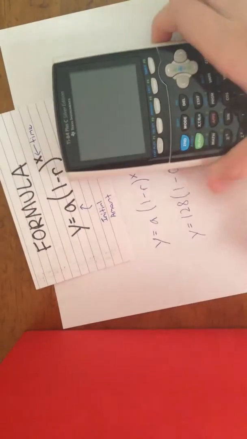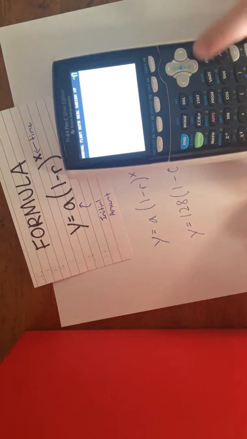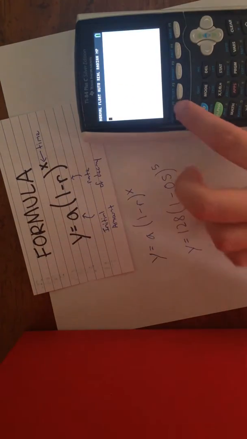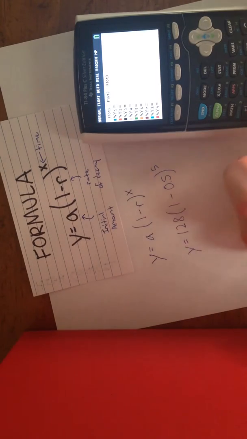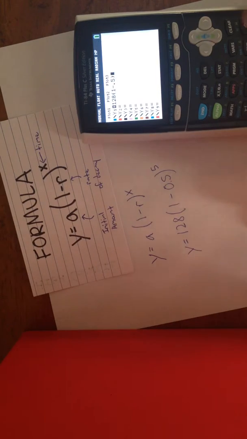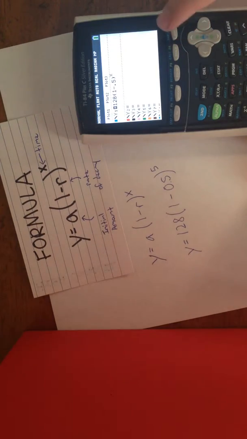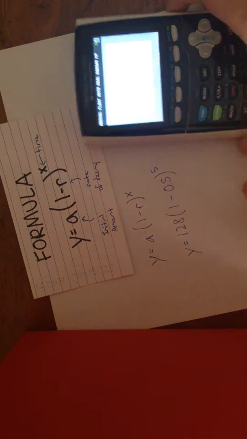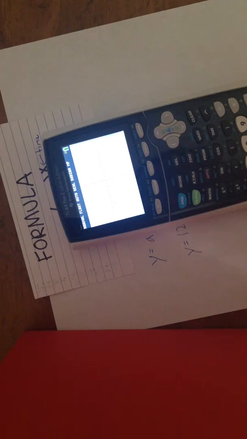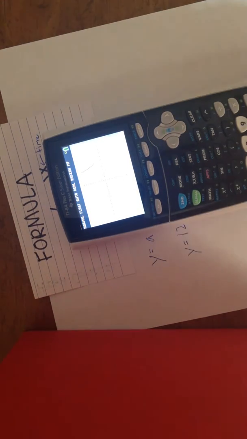Now we take our calculator and we just plug in these numbers. Y equals 128 times 1 minus 0.5 raised to the x. And we hit graph. And this calculator will give us a generic sketch of what our graph is going to look like. So that's basically what our graph is going to look like.